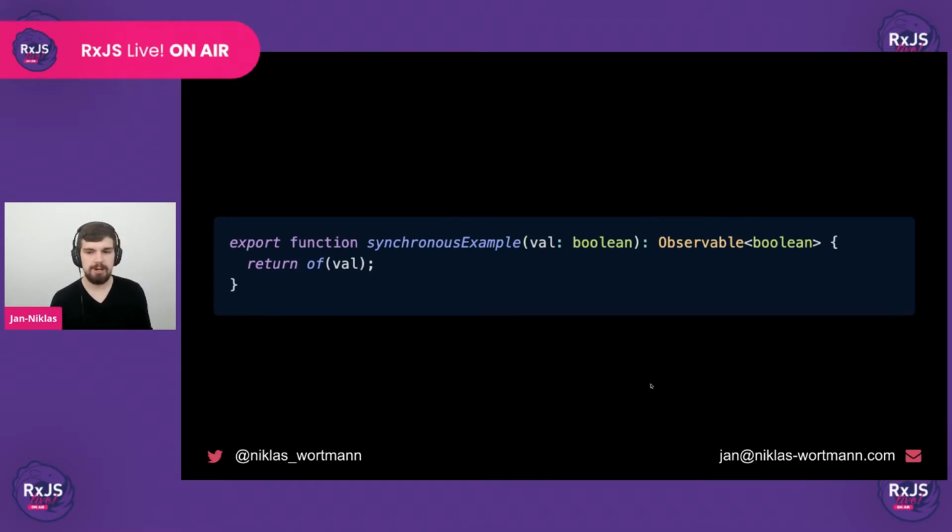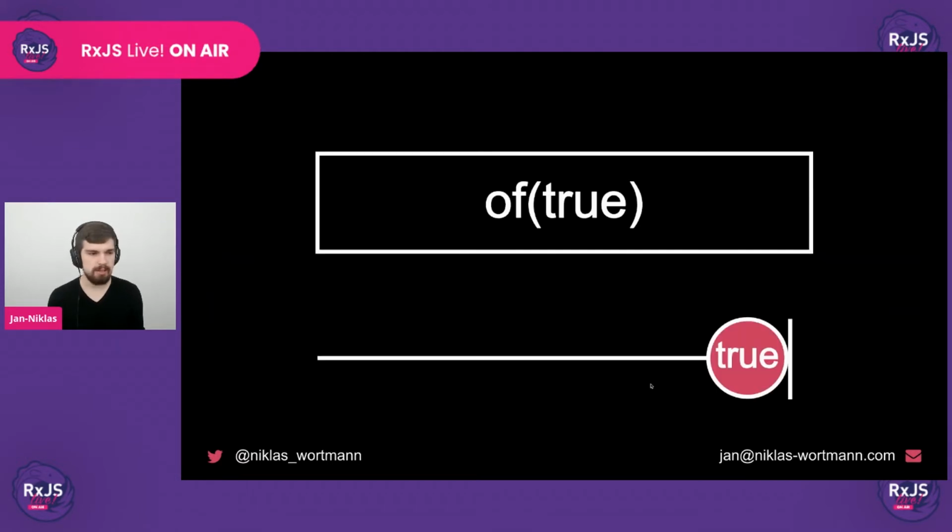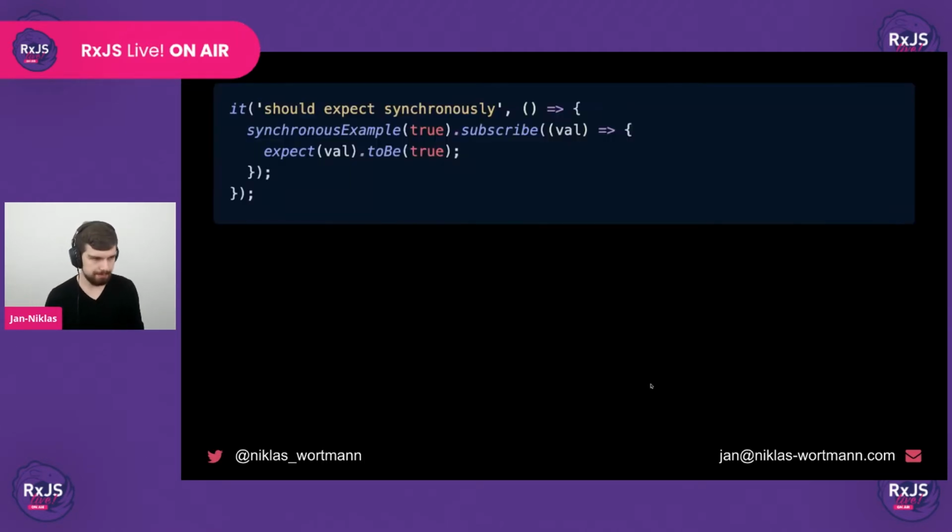So let's get right into it. Here we have a very easy example of some RxJS code. We're using the creation operator of to create an observable that synchronously emits some value, in our case a Boolean value that is passed to that very function. How would a test for that look? How would a marble diagram, first of all, look? Exactly like that. We have the of operator, and it creates an emission of true that emits synchronously and then completes.